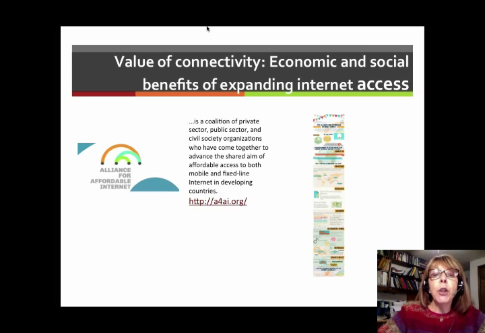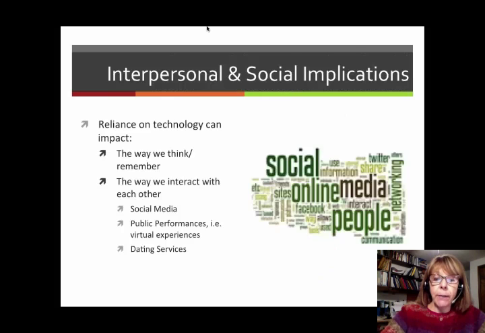But it is a coalition of private sector, public sector, and civil society organizations that have come together to advance the shared aim of affordable access to both mobile and fixed-line internet in developing countries. So this is another global implication for connectivity.